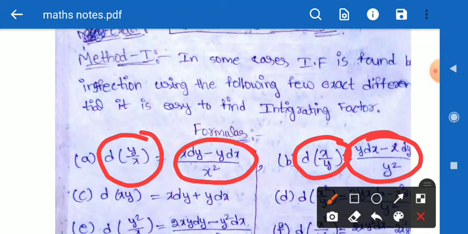Now this is an integrating factor. Means, by seeing the given differential equation, it can be written in the form of these formulas, d of x by y, d of y by x. Now taking integration on both sides, we simply get the general solution. Now some of the formulas are given.